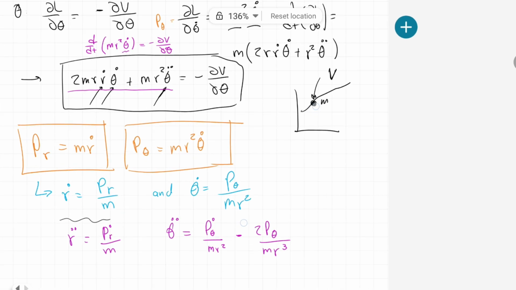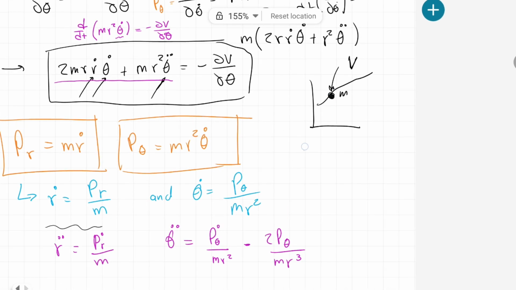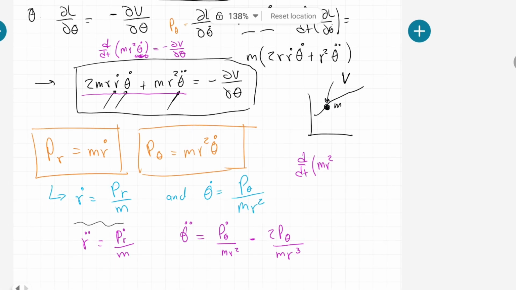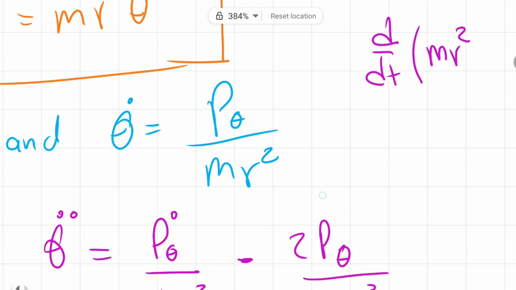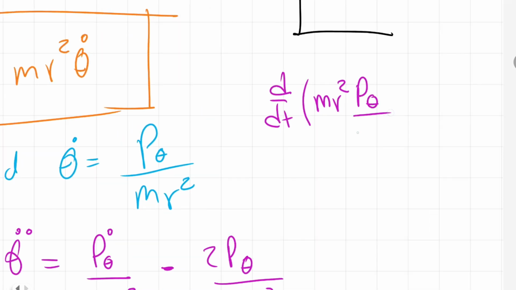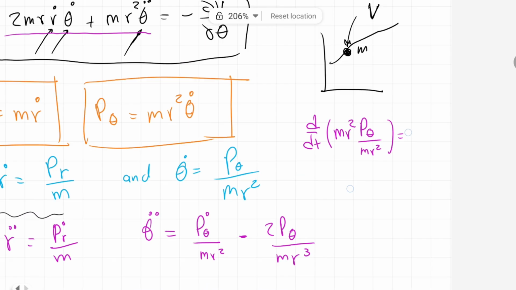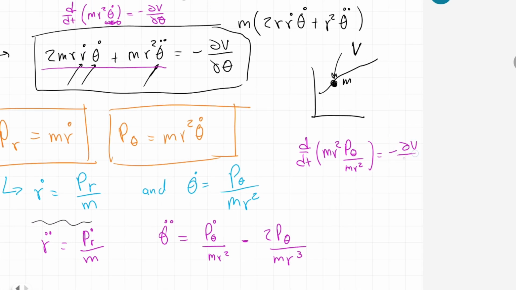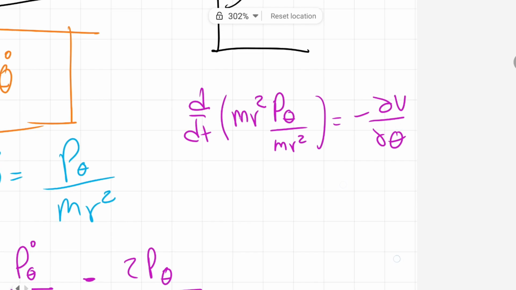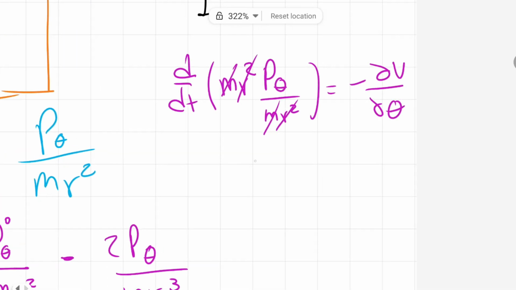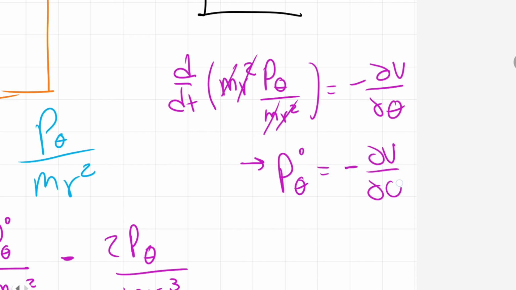What I mean is the following. We are going to have the derivative with respect to time of m r squared times theta dot, but theta dot is equal to p_theta over m r squared. So p_theta over m r squared, and again this is equal to negative the partial of V with respect to theta. As you can see, this cancels, and we get that p_theta dot is equal to negative the partial of V with respect to theta. Another equation.